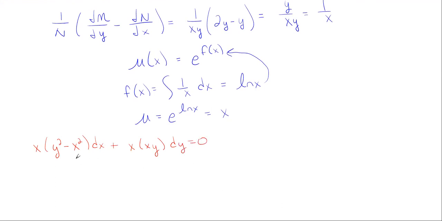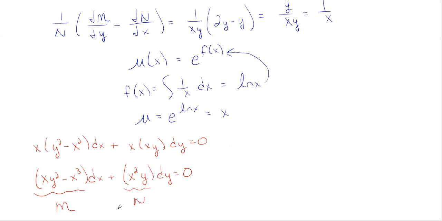So let's go ahead and funnel through the x here. So this would just be xy squared minus x cubed dx plus x squared y dy is equal to 0. Now this would be my new M, and this would be my new N. So from now on, whenever I'm writing M and N anywhere throughout the solution, these are the functions that I'm going to be using. So let's go through and check our partial derivatives.